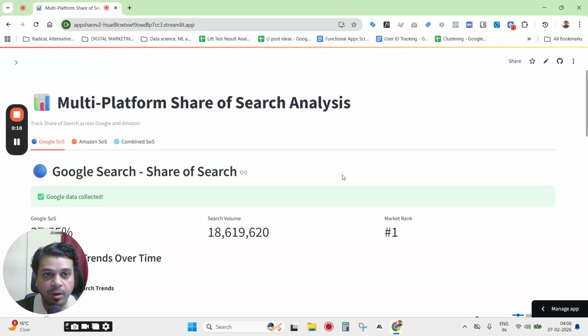Quite a few of them asked me if it's possible to also include Amazon, because the previous version only had Google Ads keyword planner data, which is basically the source for keyword data.